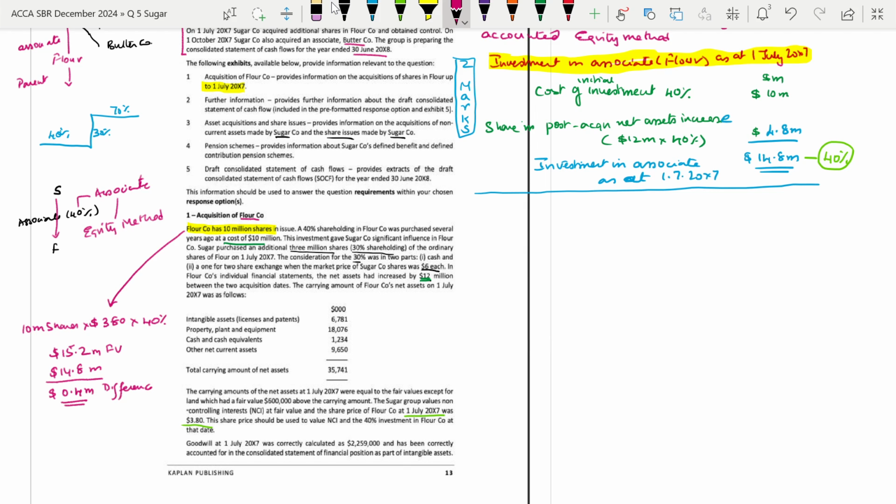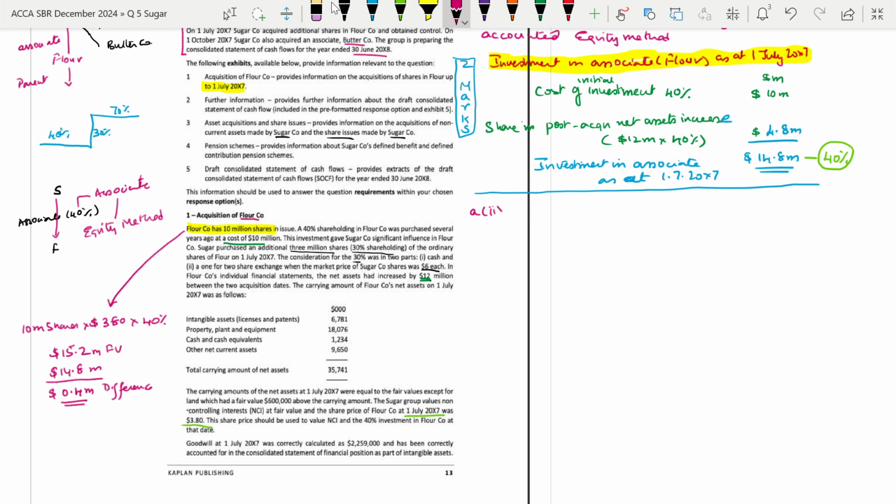Is this a gain or loss? Gain. Okay, this is a gain. Are you clear about this? Does it go to retained earnings? It goes to the profit and loss account.